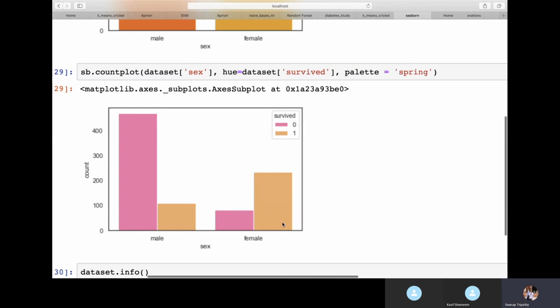Okay, you can do a count plot. I want to just find out which P class people survived more. First class, like platform class 1. So that means people who were rich, they survived more.